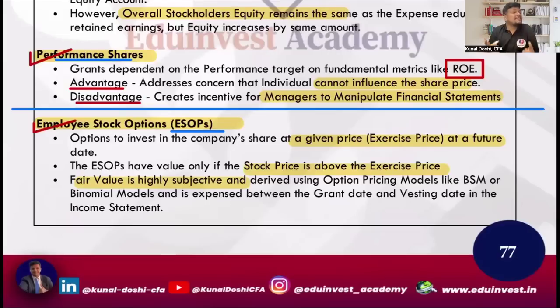So I don't know whether they will exercise or not. Therefore, deriving the fair value is highly subjective here. And we do it not on the basis of market price, but on the basis of option pricing models, which we study in derivatives, called Black-Scholes or the binomial model. Black-Scholes is part of Level 2, not Level 1. Do I need to know how it is done? No, you just need to know that option pricing models are used in ESOPs. Why? Because whether the option will be exercised or not, I don't know today.